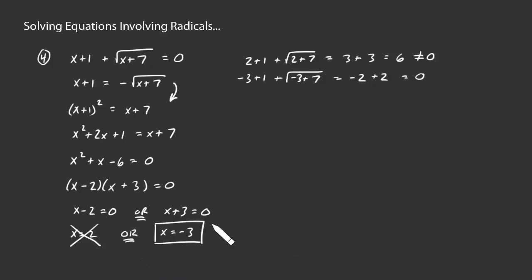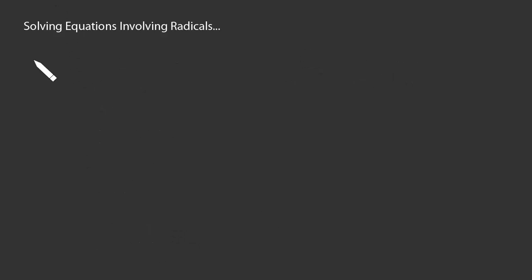Okay, let's do one more. Example number 5. The square root of x plus 2 minus the square root of x minus 2 equals 2. Okay, notice we have two radicals going on this time. Well, maybe we focus just on one of them at a time.